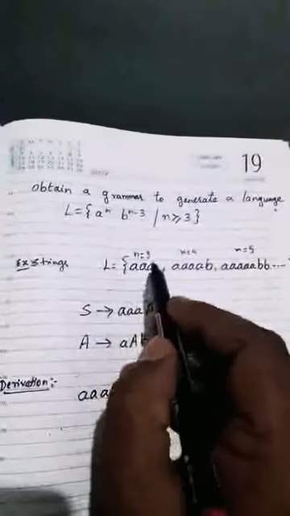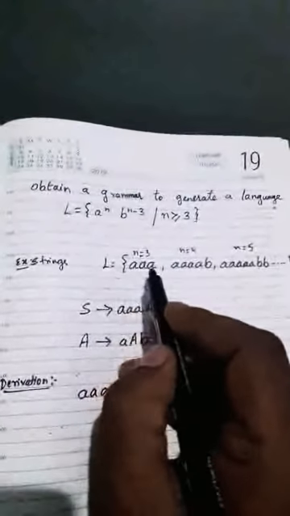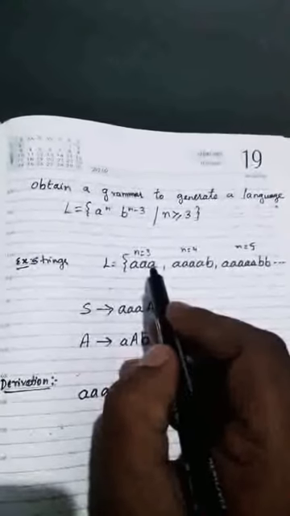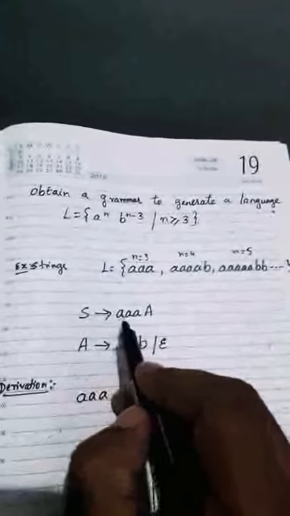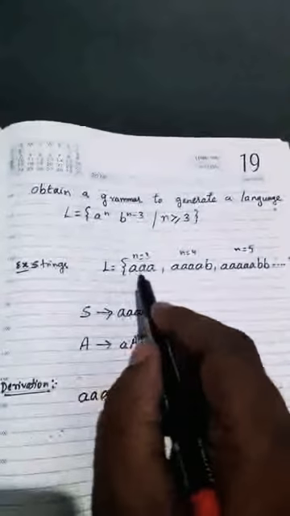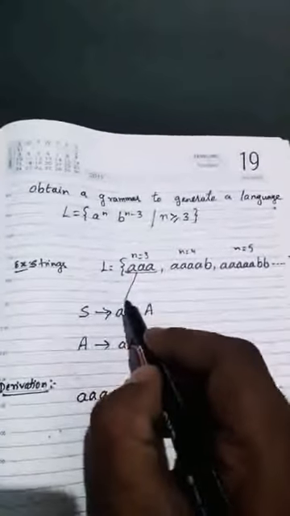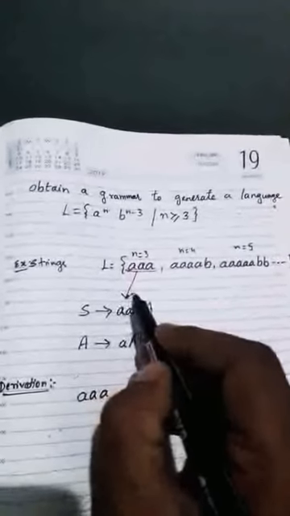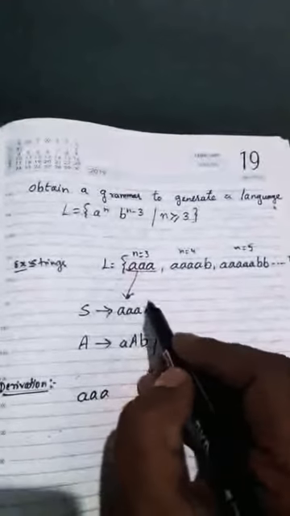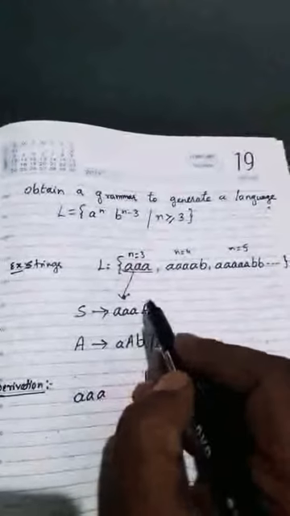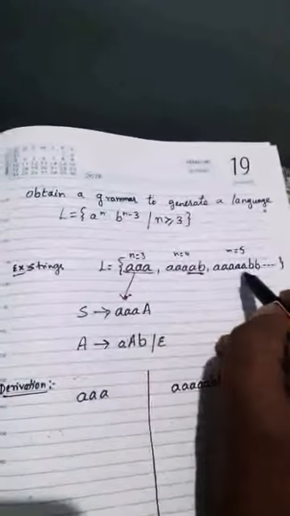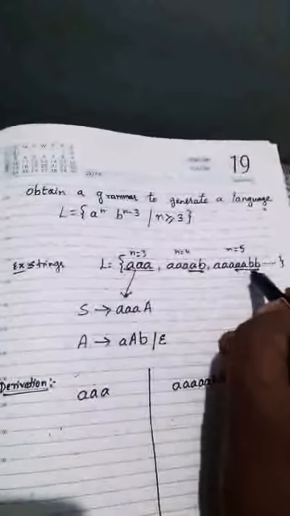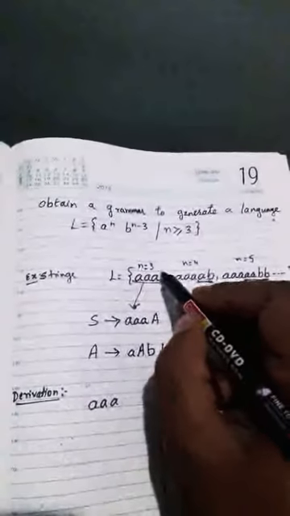So now what is the basic string? We have got 3 a's. So we will take the production S tends to aaaA. These 3 a's are taken as they are, and I have taken a variable A which is used for generating the part that I am highlighting, that is, more a's and b's, or in this case epsilon.